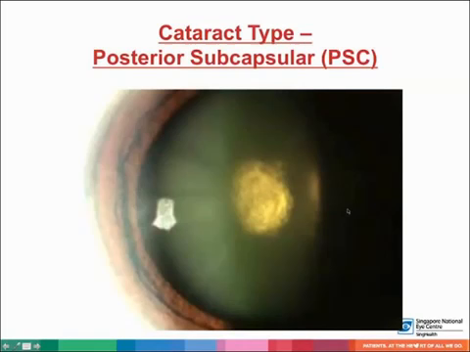And the posterior subcapsular cataract. This is typically, even a little bit of posterior subcapsular cataract can tend to be quite visually bothersome for the patient. So this is located right, as the name suggests, in the posterior subcapsular area. So the lens is held in the capsule, and this is right in the center, in the posterior aspect of the lens, adjacent to the capsule.